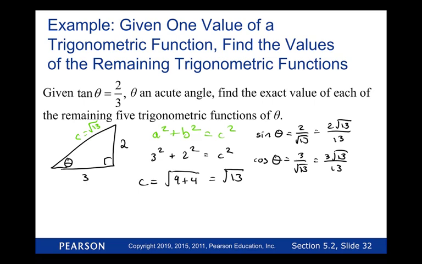Okay, so we got sine and cosine. What's next? Tell me about tan of theta. 2 over 3. Tan is opposite over adjacent, 2 over 3. Okay. Tell me about some reciprocal functions. 3 over 2. Wait, what's the first one?